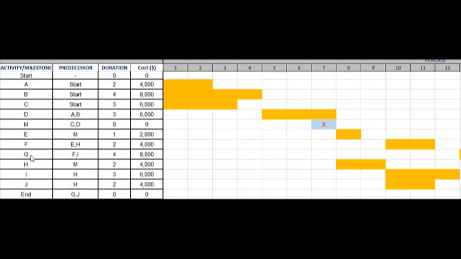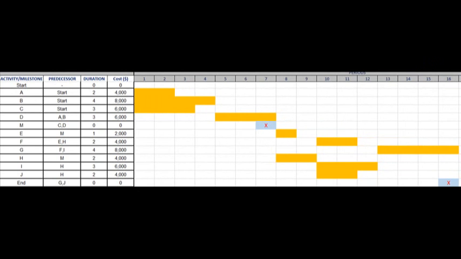And the last activity is G, which is dependent upon F and I. So if we extend our project across, we now have all of our activities identified, with our final milestone, the end, occurring at the end of that 16th work period, or that Friday afternoon at 5 o'clock of period 16. So the big question now is, which of these activities have zero float?